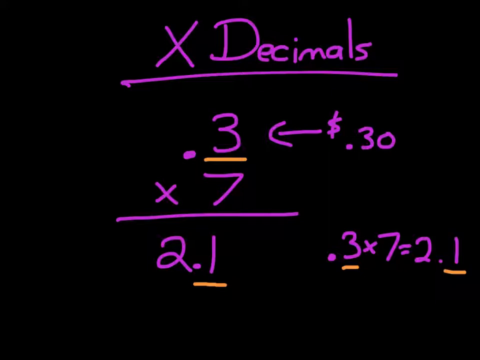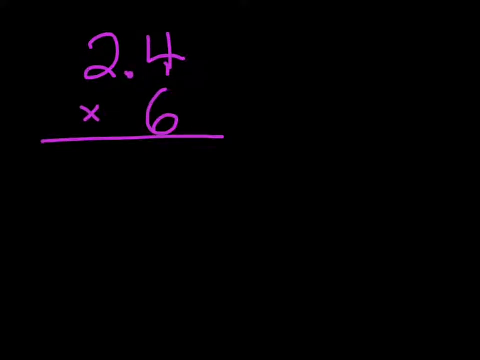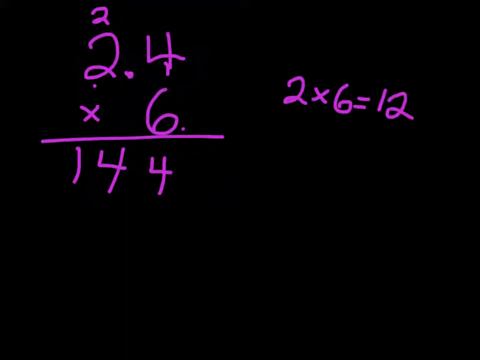Let's try another one. Alright, let's try like 2.4 times 6. Well, just pretend the decimal's not even there for a minute. Just do like 24 times 6. That's 24. 6 times 2 is 12. 2 more. Alright. But really, this is just the number 2, and this is just the number 6. 2 times 6 is 12, so we know our answer's got to be close to 12.